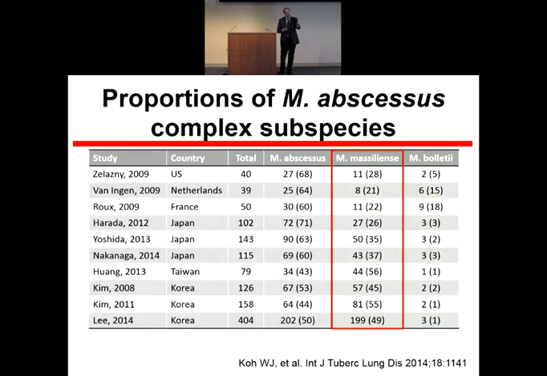We do have Bellettii, but Bellettii has a functional ERM gene, so it acts like abscessus, so it's bad. Look at, though, if you're going to get one of these, go to South Korea, because you'll get Massiliense, which is half of their abscessus.